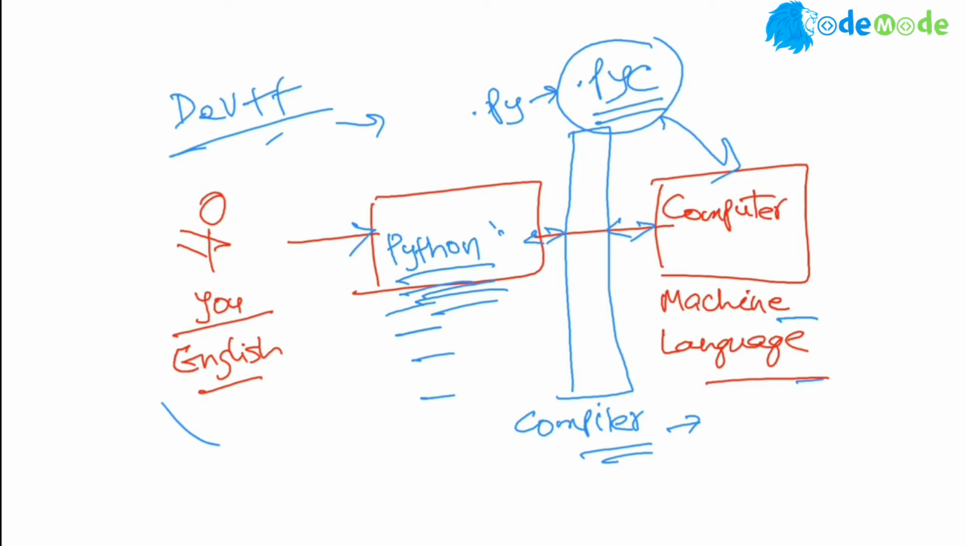Go ahead, Dave. So it sounds like the compiler is better than the interpreter. So why would you be using an interpreter?